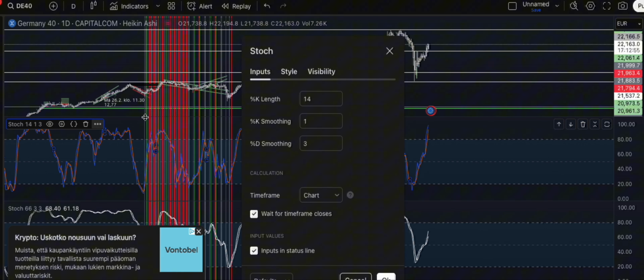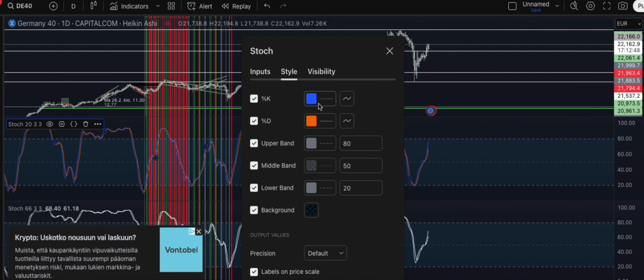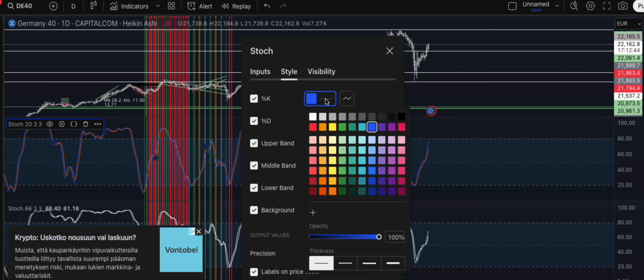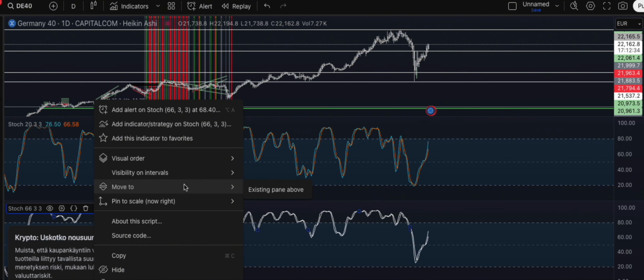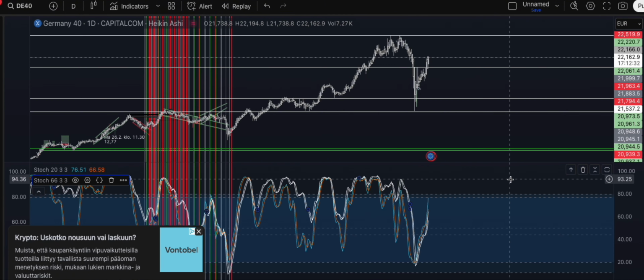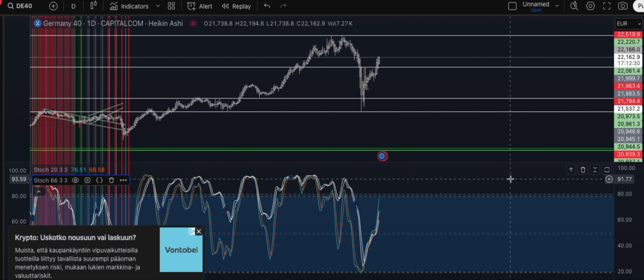And then the other one, I use the values of 20 look back period and smoothing 3 and 3. The style can remain this orange and blue. Sometimes I use this lighter blue here. And then what I'll do is I move this to the existing pane above, so they are overlaid together, and this is the basic foundation of this double stochastic strategy.